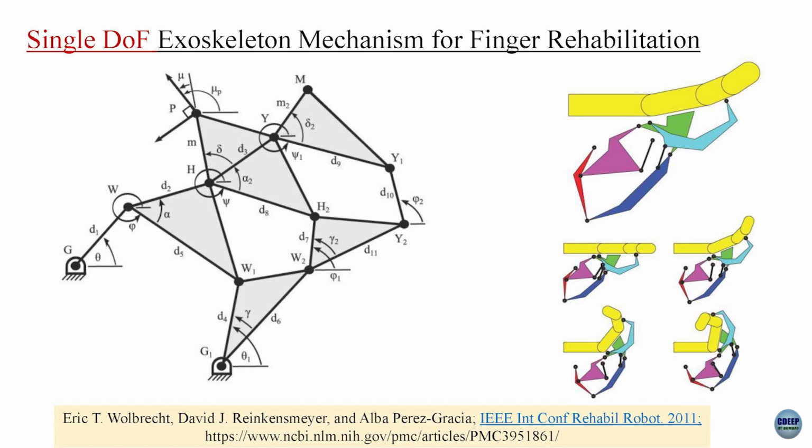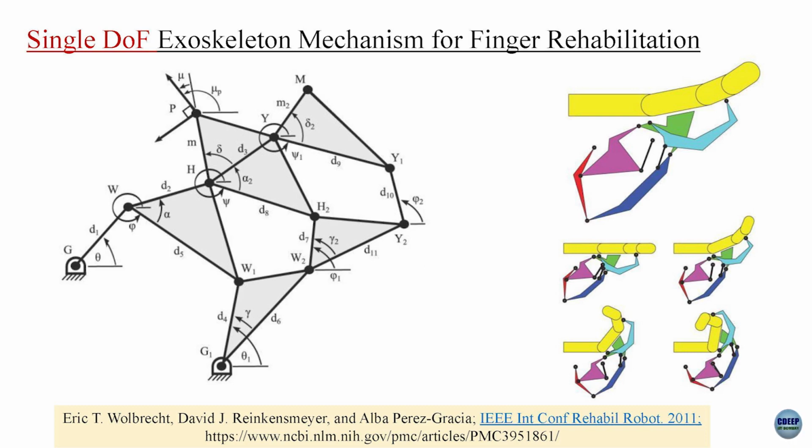I have taken an example from the literature. This is an IEEE international conference on robotics, I think about 10 years back. So, this is an attempt to make a single degree of freedom system. This whole complex looking mechanism, please understand the notation that when you show something like this, all in one color shading, it would mean one single link.